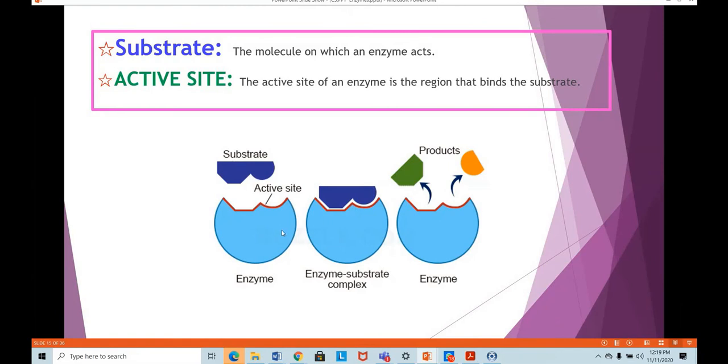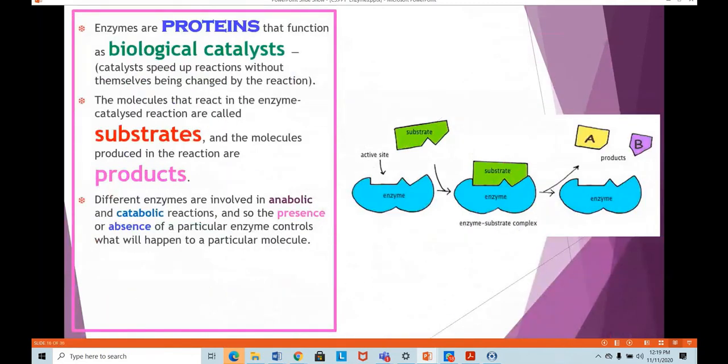Alright, so when this substrate fits into the enzyme, when it binds to the enzyme, it is known as an enzyme substrate complex. And once the reaction takes place, this substrate is split into products. For example, with the action of the enzyme pepsin, this protein is broken down into amino acids. I will explain further with more examples.